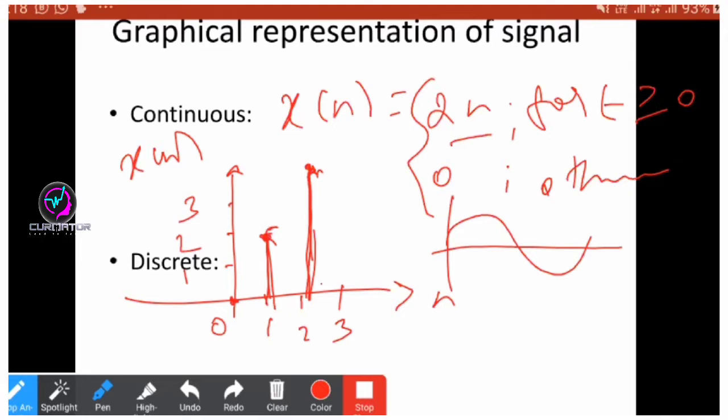like this. We will have amplitude only at these time instants, not in between 2 and 3, not in between 1 and 2, not in between 0 and 1. It represents only the value at this time instant, n equal to 1, n equal to 2, n equal to 3, like that. So this is how we represent a discrete time signal. I hope you would understand this.